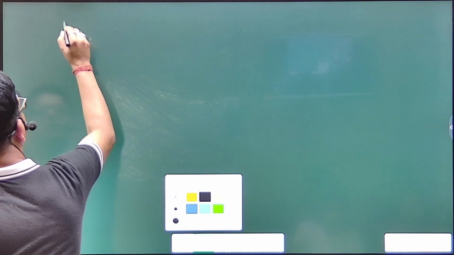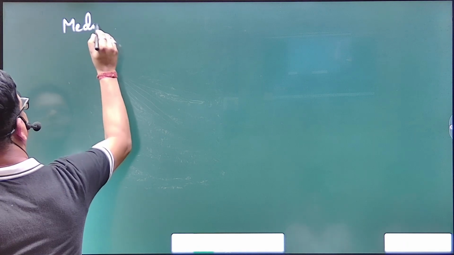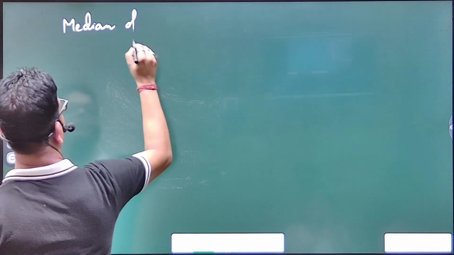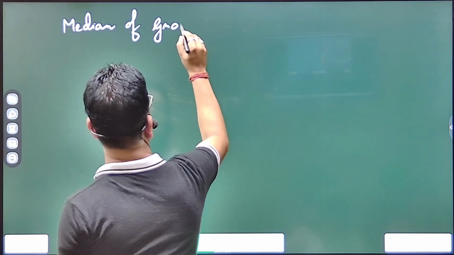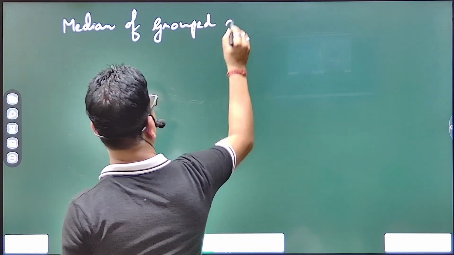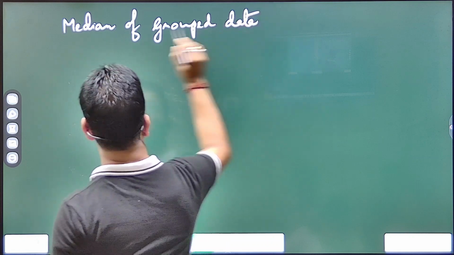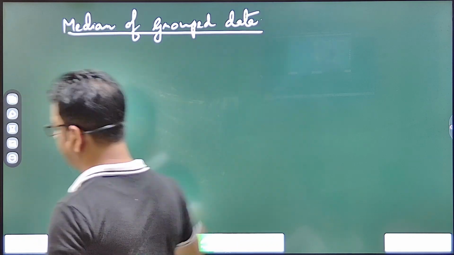So we'll go ahead with median. This is where we stopped in the last class, okay? Median of group data, right? Median of group data.